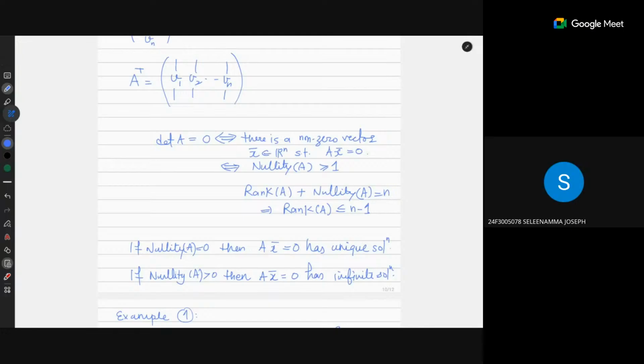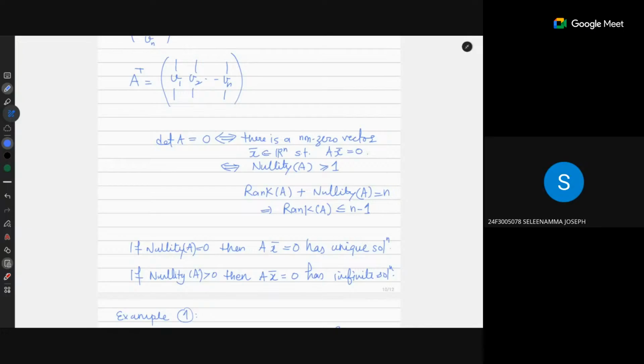Sir, if nullity is 0 means there is no independent variable. Yes. Then there is only a unique solution, that is 0, 0, 0, 0. Exactly. So then if nullity is greater than 0, it means there is at least one independent variable. Right. Which means there are infinitely many solutions. Okay. Got it?